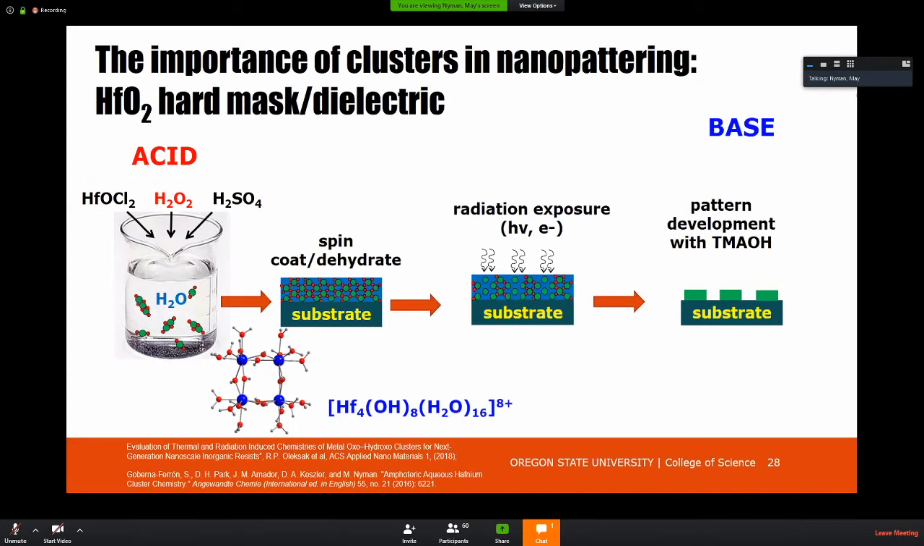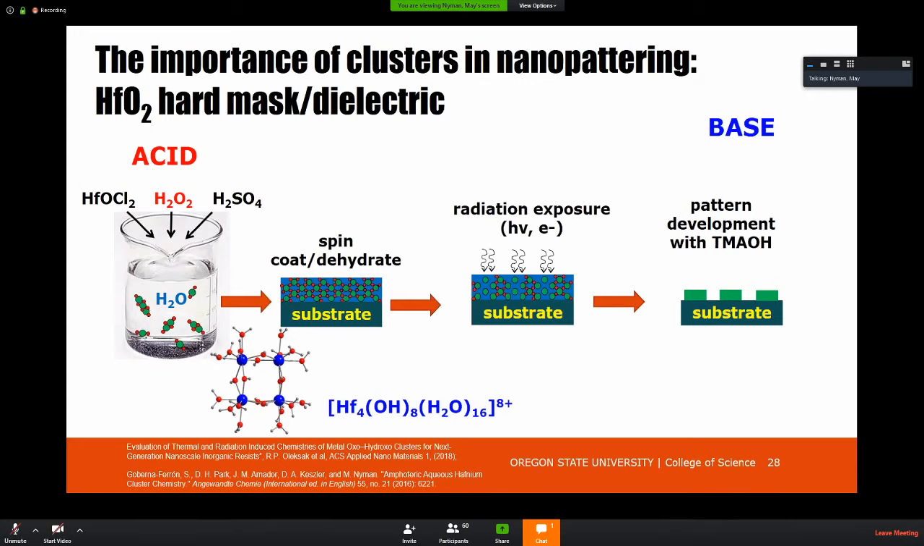Okay, so we had studied the development solution. We found that a cluster existed there, but now we wanted to study the deposition solution. We want to know exactly where does the peroxide go in relation to the hafnium oxychloride, that hafnium tetramer. How does it interact with it? So the first study that we did was a PDF study. So this is PDF, pair distribution function from total X-ray scattering. It basically shows you interatomic distances within a solution.